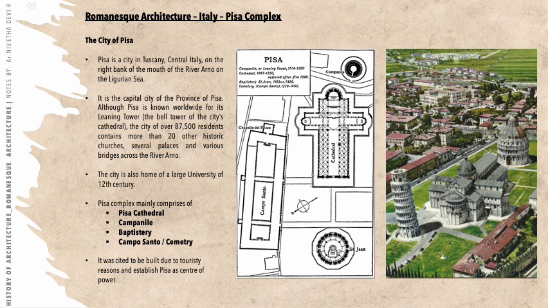Pisa complex mainly comprises of: 1. Pisa Cathedral, 2. Campanile, 3. Baptistry, 4. Campo Santo, Cemetery. It was cited to be built due to touristy reasons and to establish Pisa as center of power.